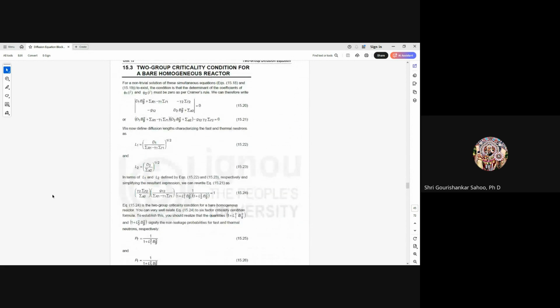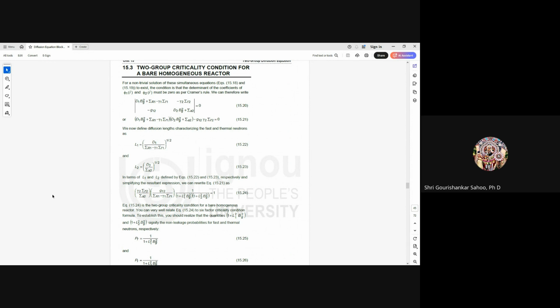Okay. So now let us discuss the two group criticality condition for a bare homogeneous reactor. For a non-trivial solution of the simultaneous equations, the condition is that the determinant of the coefficients of phi 1 and phi 2 must be 0, as per Cramer's rule. So we can write the determinant of D1 Bg square plus sigma R1 minus gamma 1 sigma f1, minus gamma 2 sigma f2, minus sigma 12, D2 Bg square plus sigma a2, is equal to 0.